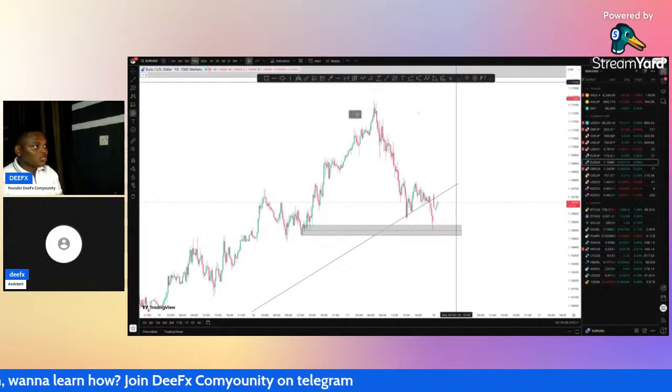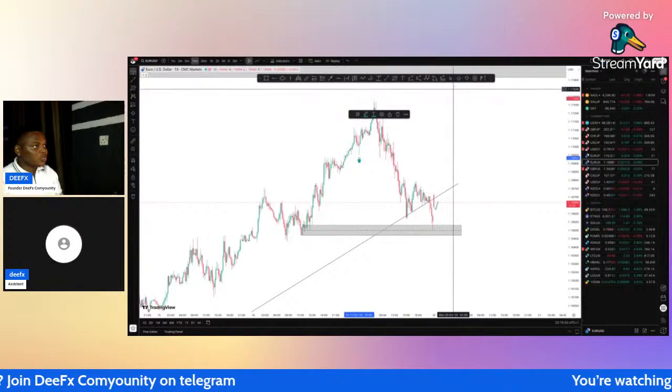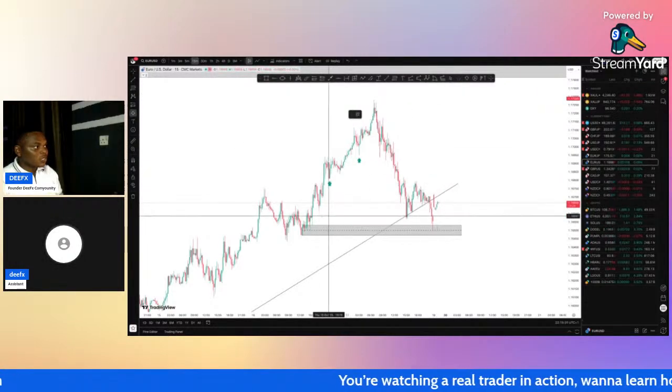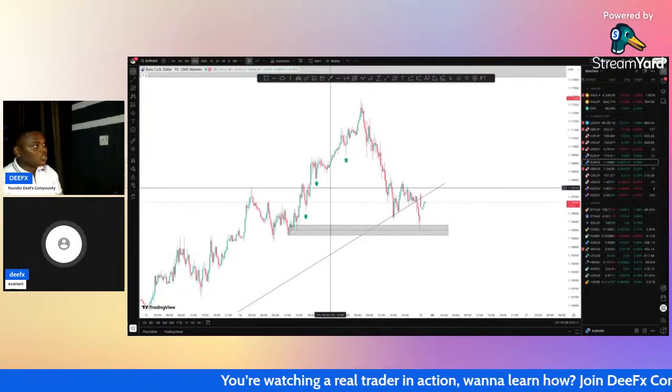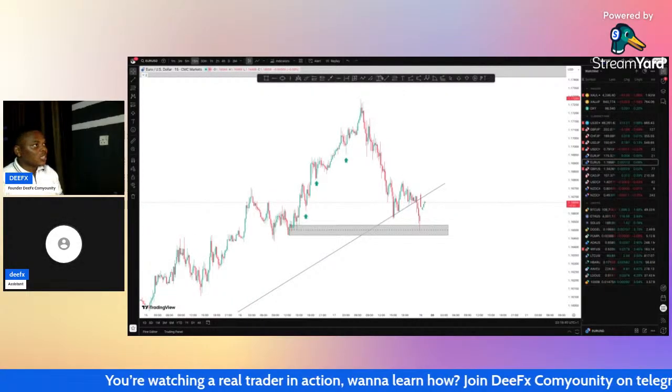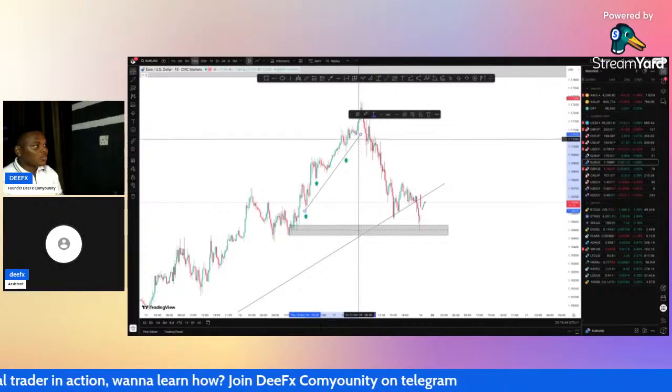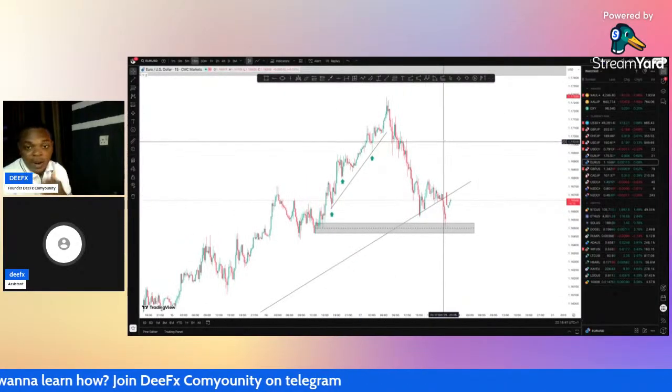Okay, considering that it has taken out the liquidity from this region, taken out the liquidity from this particular region, and also taking out the liquidity from this region. So with this now, we can potentially say that price could still push to the upside, and then we need to just see how that will play out.